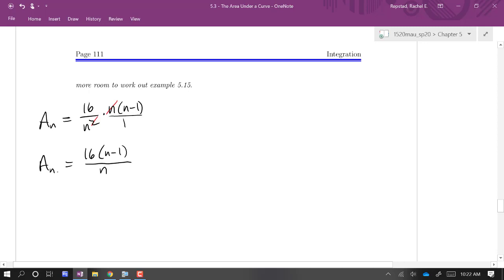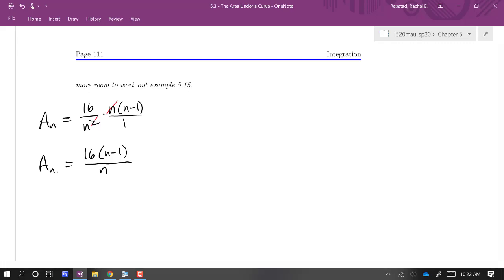So if I wanted to approximate with 100 rectangles, I just plug in n equals 100. I don't have to draw 100 rectangles. I don't have to add up 100 heights and multiply by the width. So we know how to get an approximation using n rectangles. Now, that wasn't the title of this subsection. This subsection talked about finding an exact area under a curve.